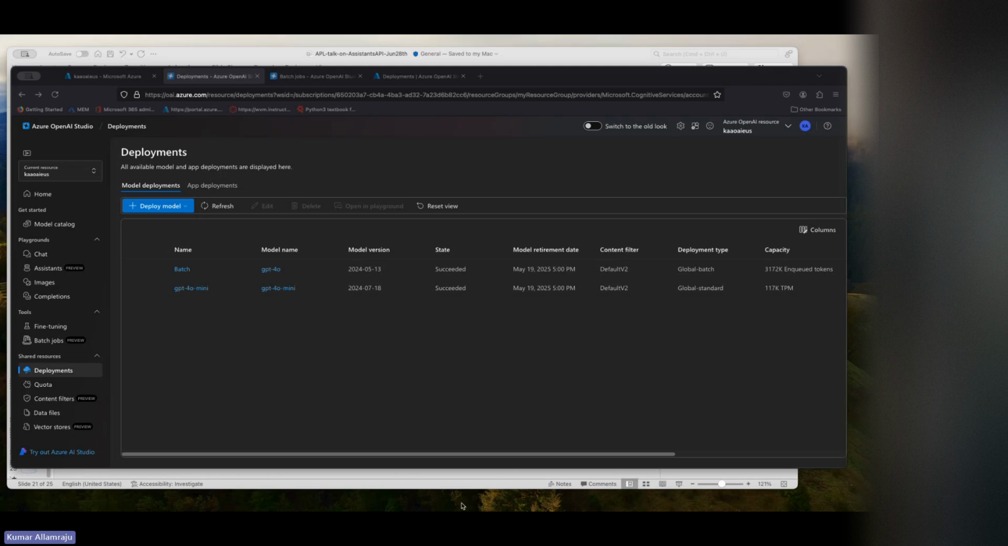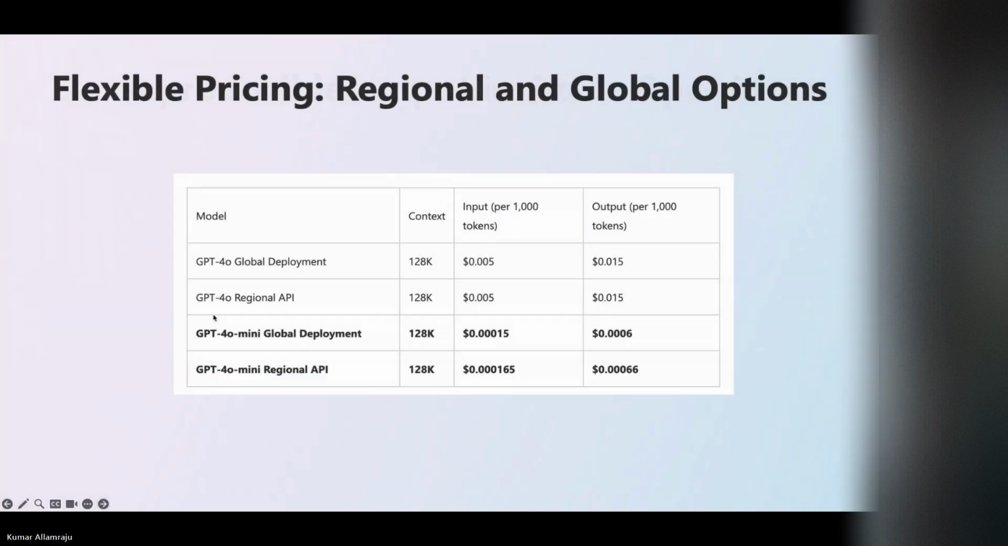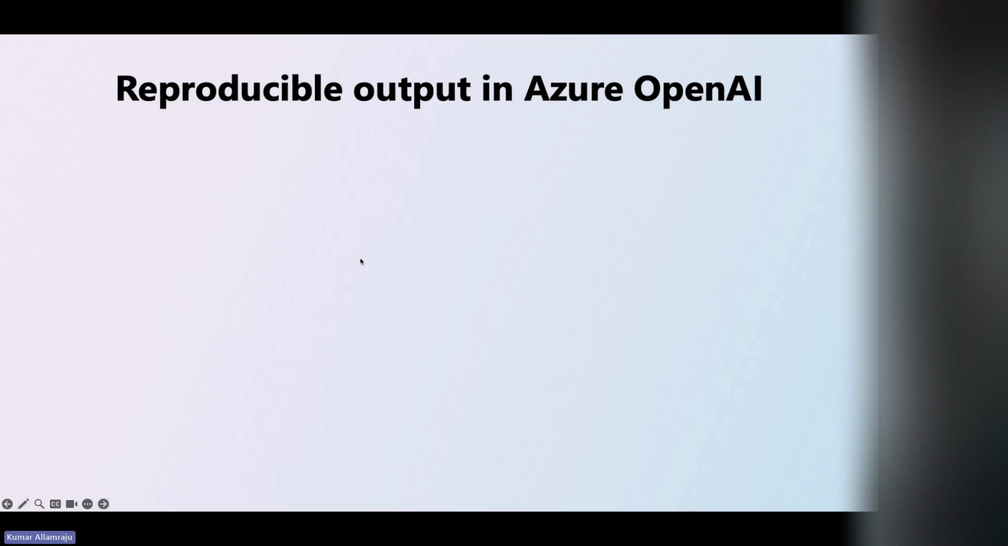Let me move on to the next one that I was planning to talk about. We also introduced something like reproducible output in Azure OpenAI. As you all know, these are generative AI. Generative AI is something that, based on your input task or input tokens, generates the content on the fly, as we all know.